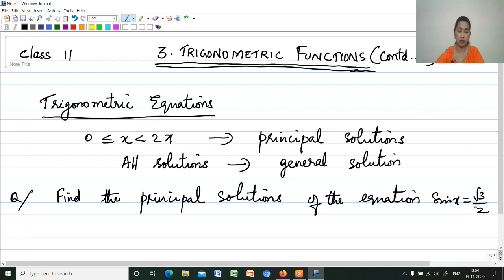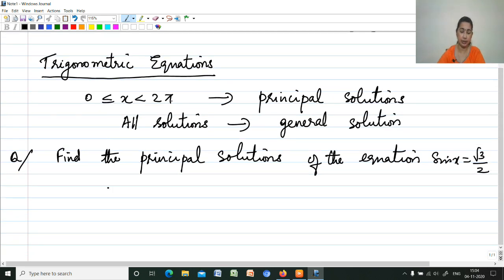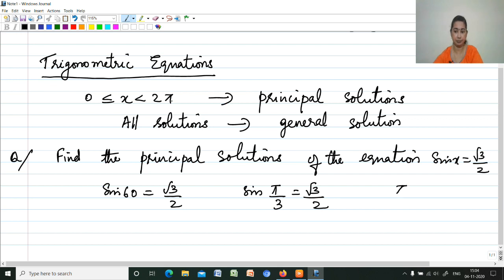For which value of sine do we get root 3 by 2? That is for 60. We know that sine 60 is equal to root 3 by 2. Or we can write 60 as pi by 3, so sine pi by 3 is equal to root 3 by 2. And this pi by 3 is between 0 and 2 pi. So that is one solution. Again we have to find whether any other principal solutions are there, which come between 0 and 2 pi and give the sine value root 3 by 2.